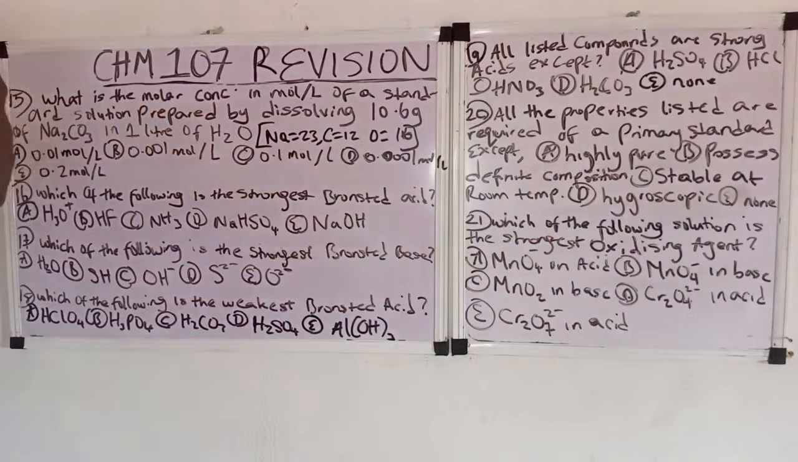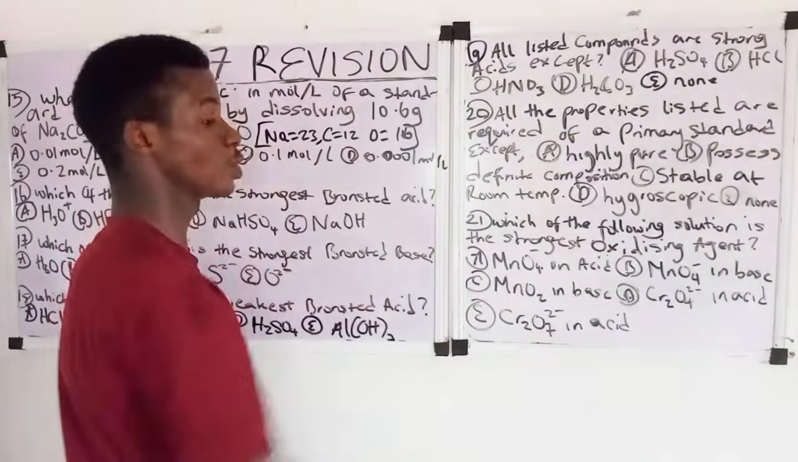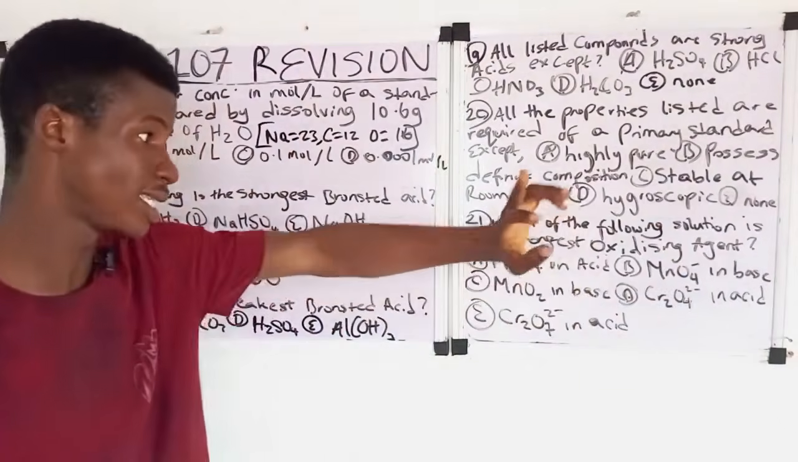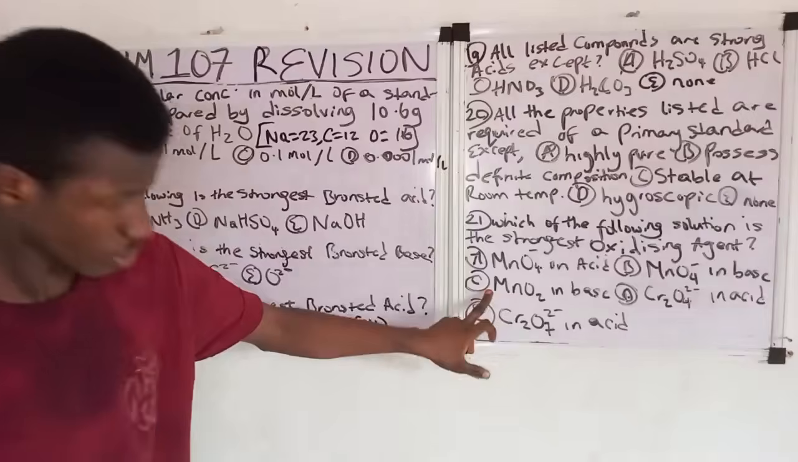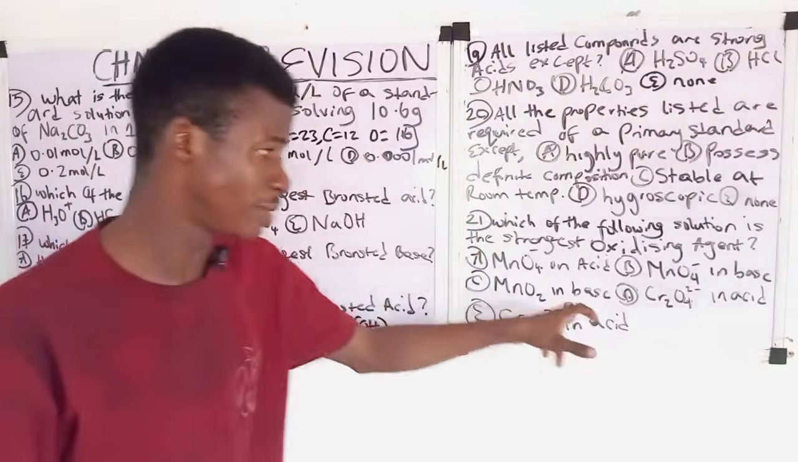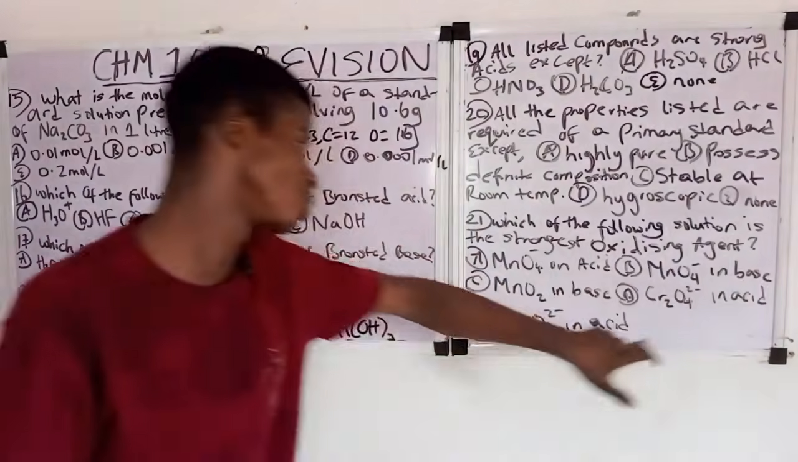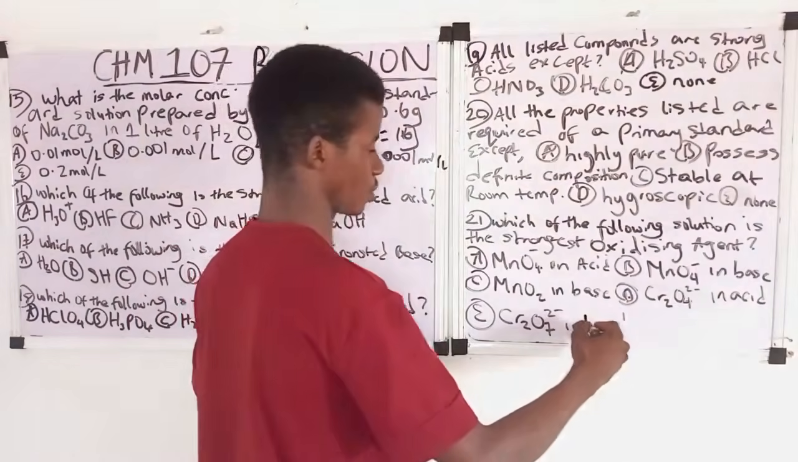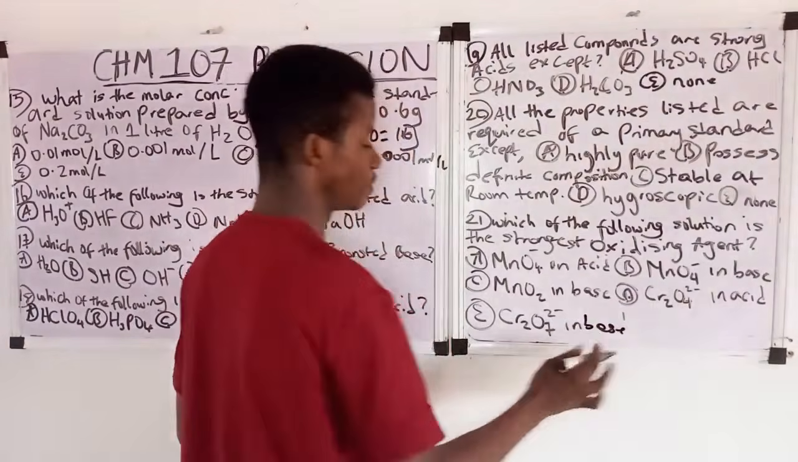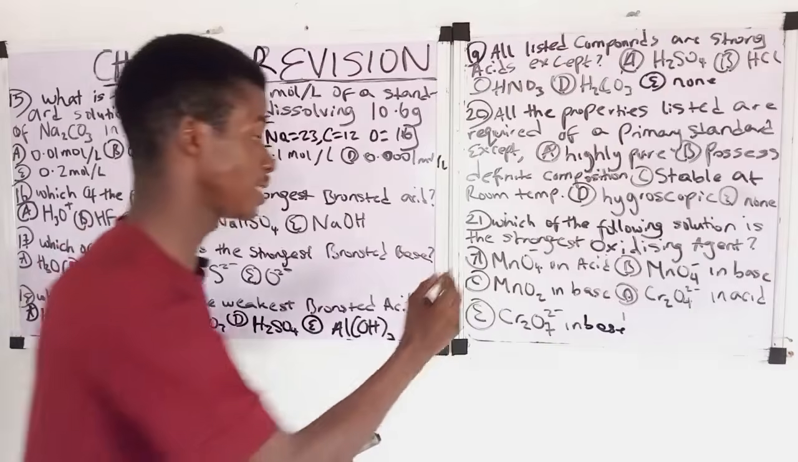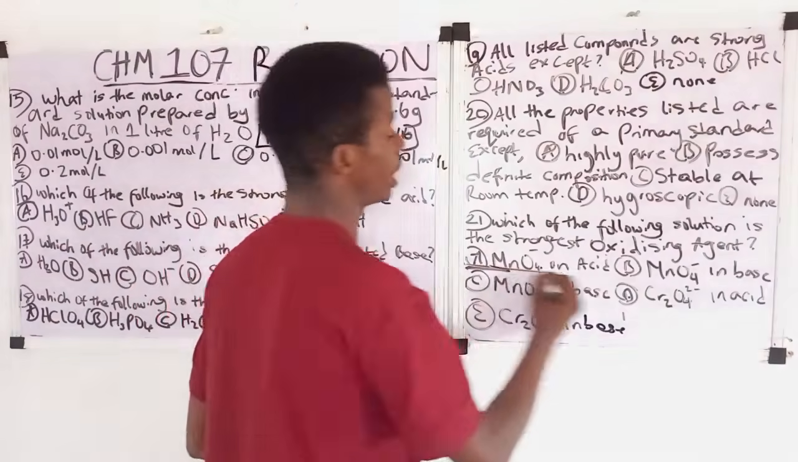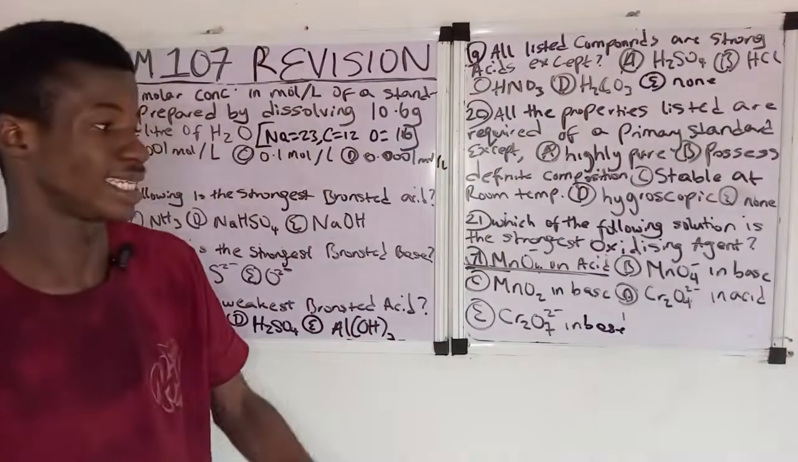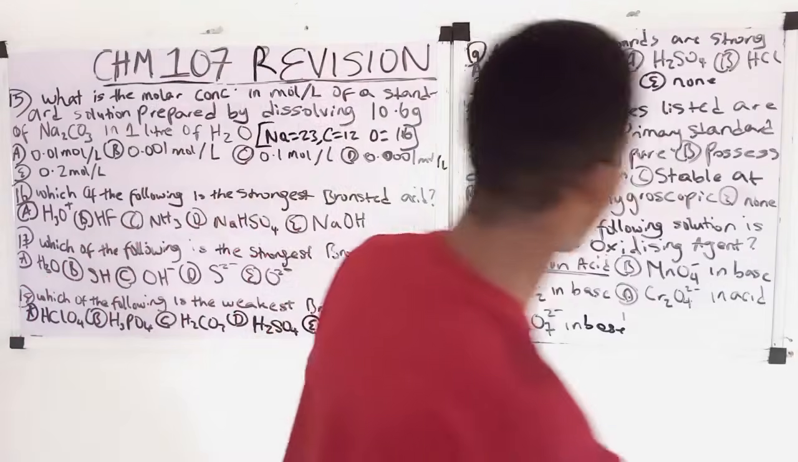In order to conserve space for question 15, they said, which of the following solutions is the strongest oxidizing agent? A. Permanganate ion in acid, permanganate ion in base. Manganate ion in base, chromate ion in acid, chromate ion. I think this one is supposed to be chromate ion in base. One is acid, the other one is base. So the rightful answer is permanganate ion in acid, the strongest oxidizing agent. The answer is permanganate ion in acid.